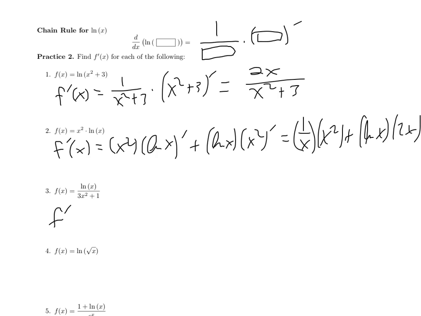In number 3, we know that, actually let me start up here. We know that our quotient rule tells us that we're going to have the denominator times the derivative of the numerator minus the other way around.